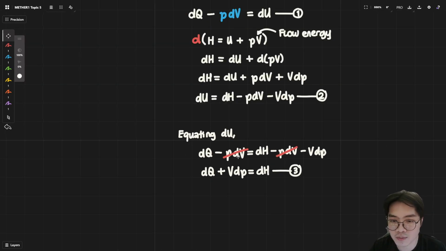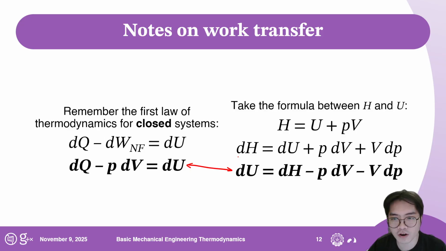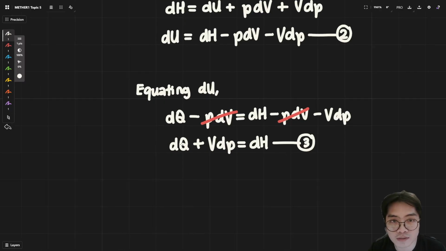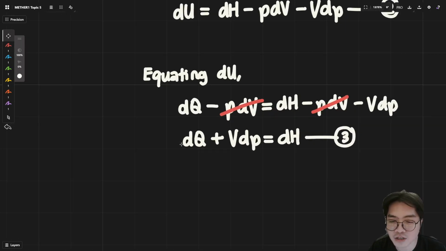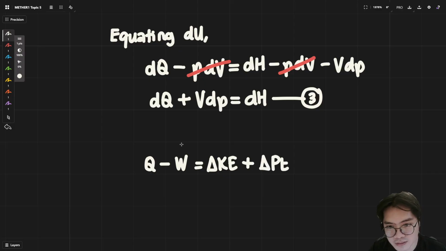Why is that necessary? Because this is going to look very familiar. Now, we take the first law of thermo for open systems. If this form is for closed systems, now we take it for open systems. For open systems, we just replace the delta U with the delta H. We will have Q minus W is equal to delta KE plus delta PE plus delta H. And now again, we say these guys are negligible.